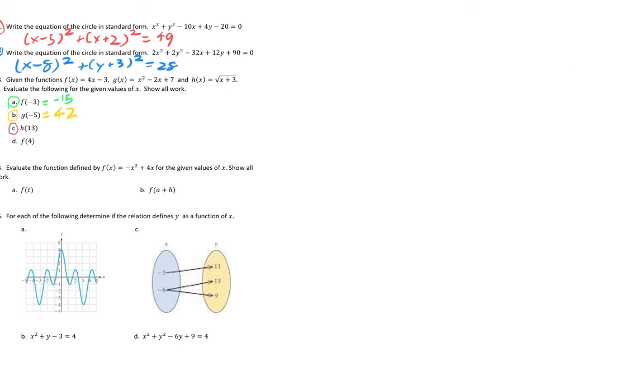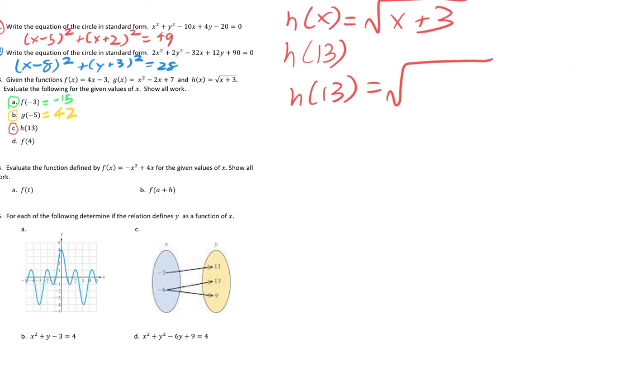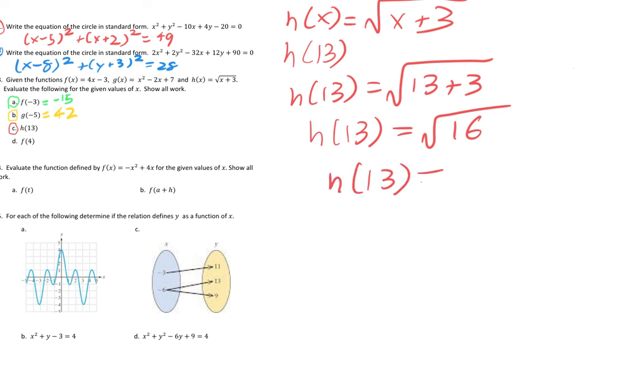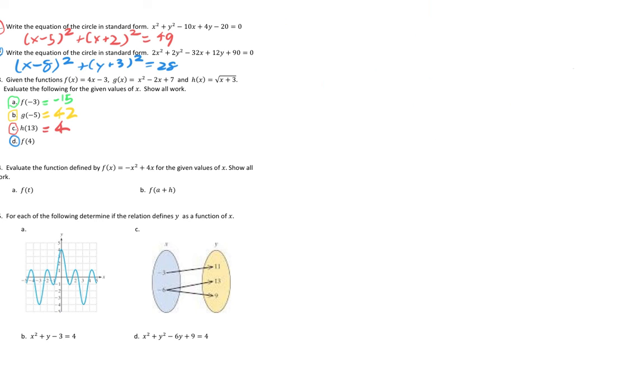All right, now looking at 13c, we're given that h of x is equal to the square root of x plus 3. We want to know what h of 13 is. So anywhere we see an x, we're going to plug in a 13. So h of 13 is going to be the square root of 13 plus 3. So h of 13 is going to be the square root of 16, right? And we know that square root of 16 is just 4, so h of 13 is just going to be 4.